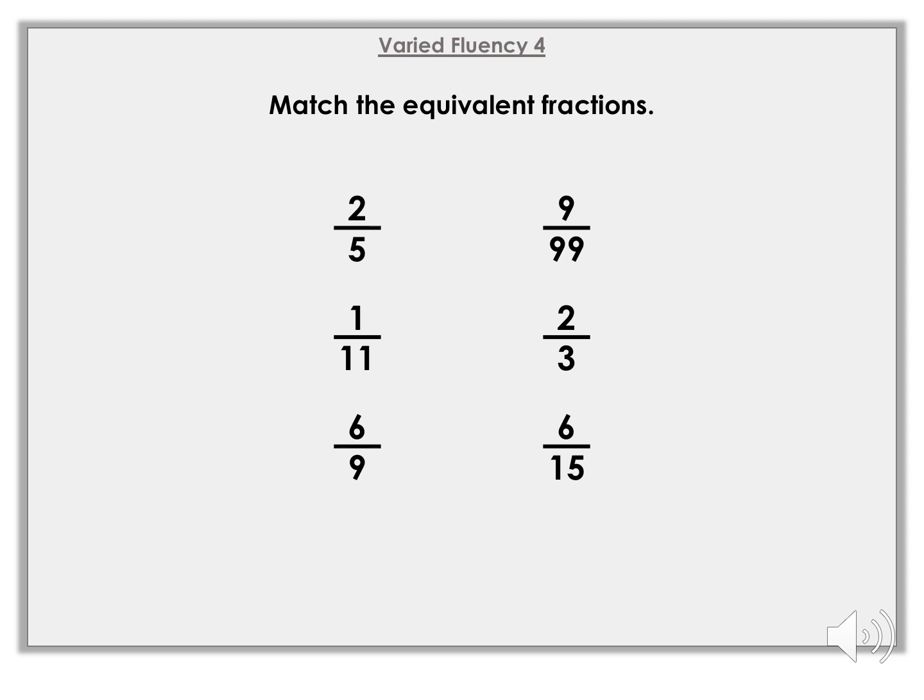And then you have got 1/11. What have I done to 1 to get 9? I've multiplied it by 9. What have I done to 11 to get 99? I've multiplied it by 9. So that one matches up. So we are hoping this last one is going to match up. 6/9 and 2/3. What have I done to 6 to get 2? I've divided by 3. And what have I done to 9 to get 3? I've divided by 3. So you're going to match them up.